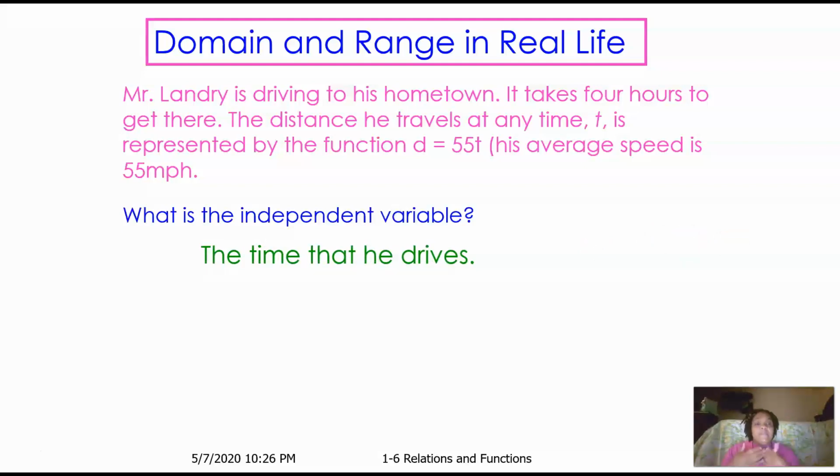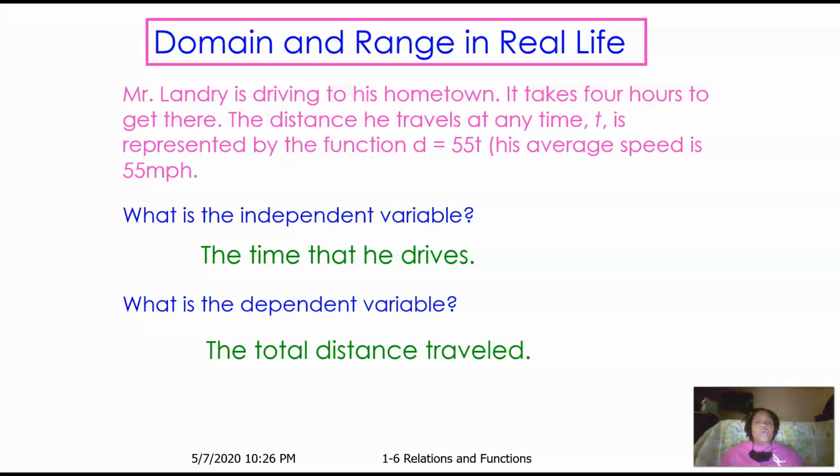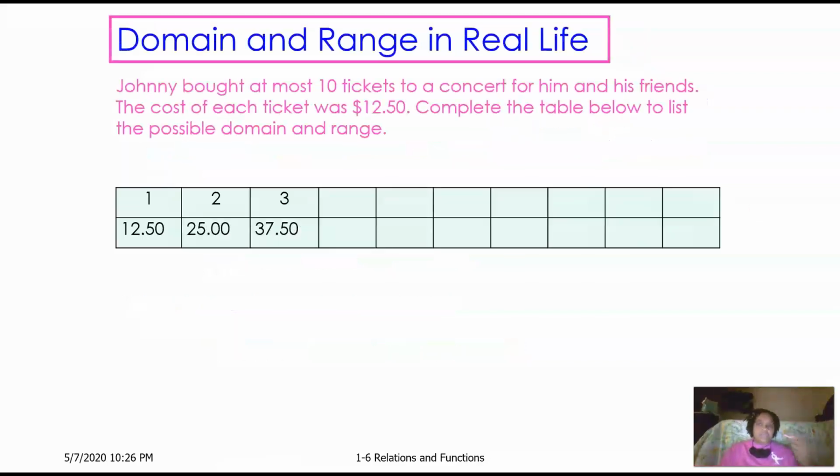The independent variable is something that could stand alone. So the time that he drives is what can be by itself. And the dependent variable is the total distance. So the total distance depends on the time that he takes to drive. You can't find the total distance without the time that he takes to drive. Okay, just remember that.